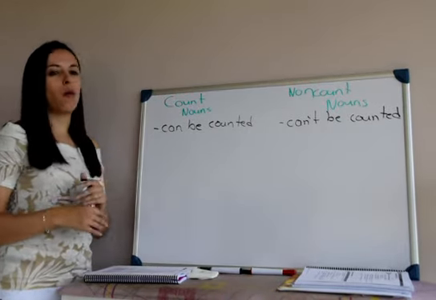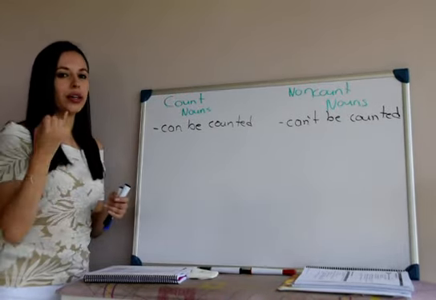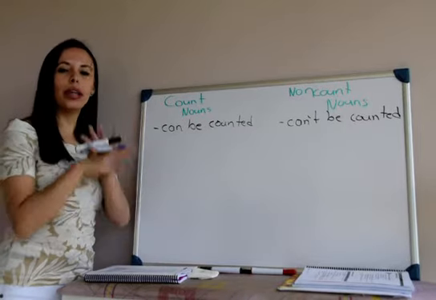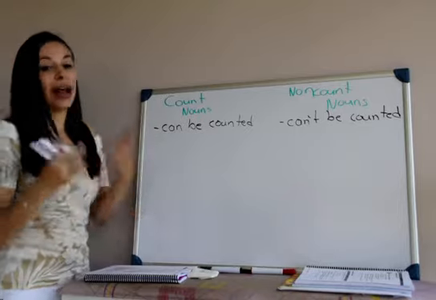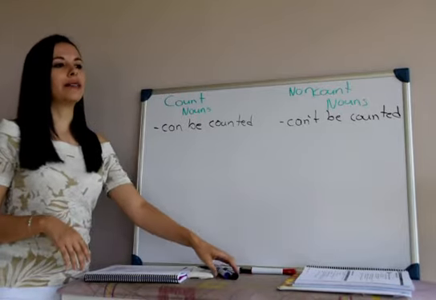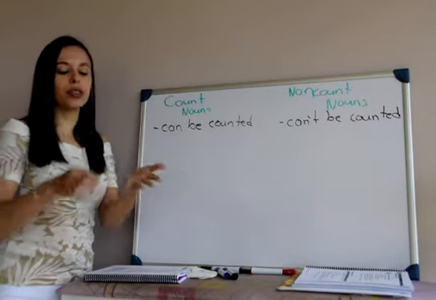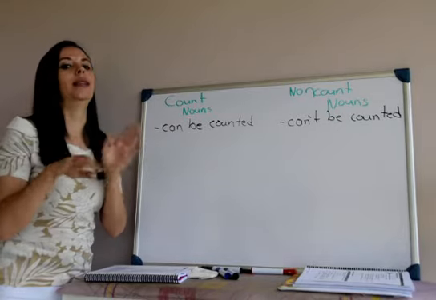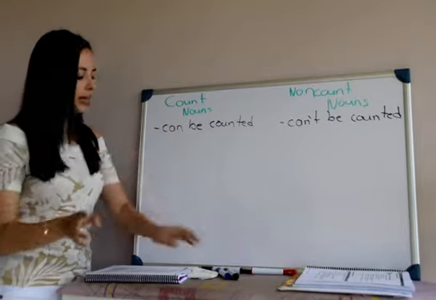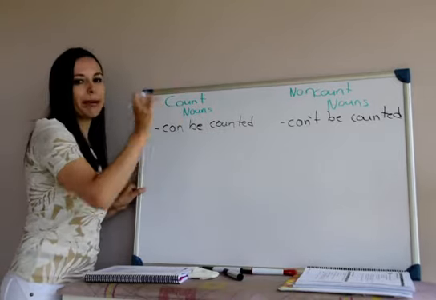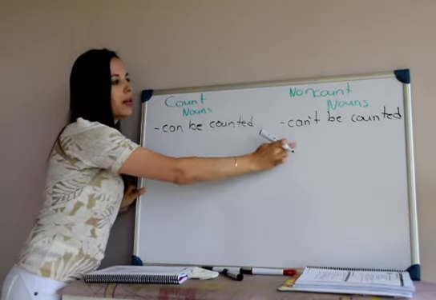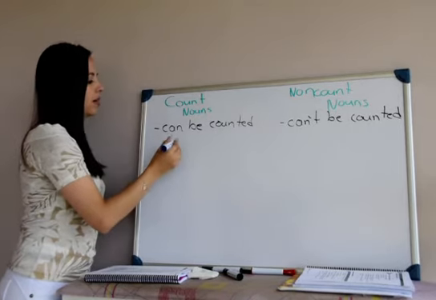For example, water. You cannot say 1 water, 2 waters. That doesn't exist. You have only water. Or you can say rice. Okay, rice is also non-count. You don't say 1 rice, 2 rices, 3 rices. That doesn't exist. We have only rice and only water. So count nouns can be counted 1 by 1 or unit by unit, but non-count nouns can't be counted by units.